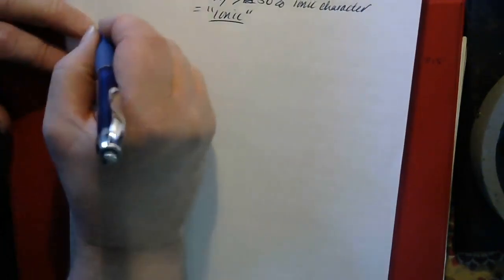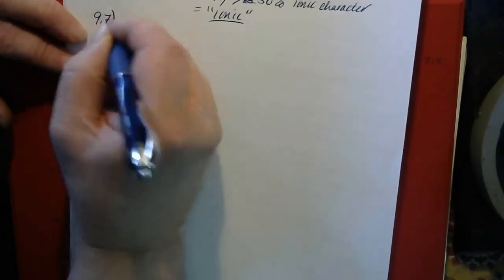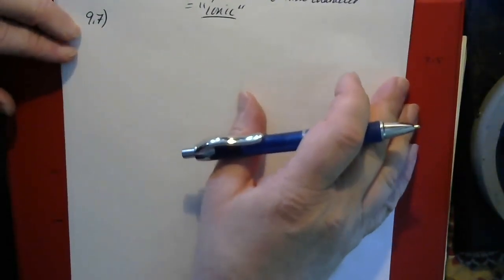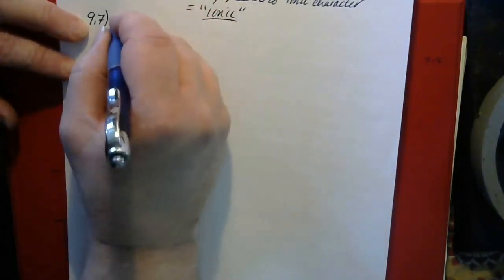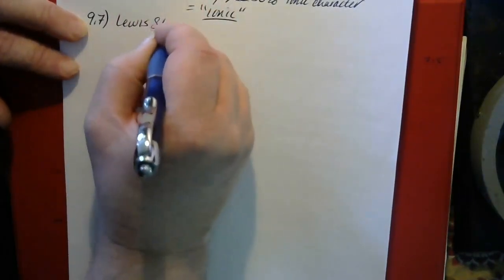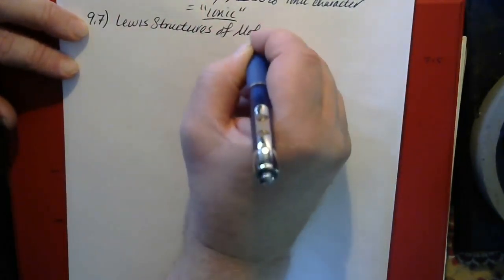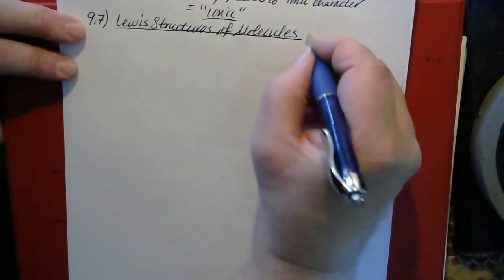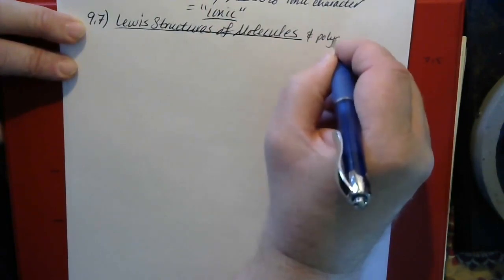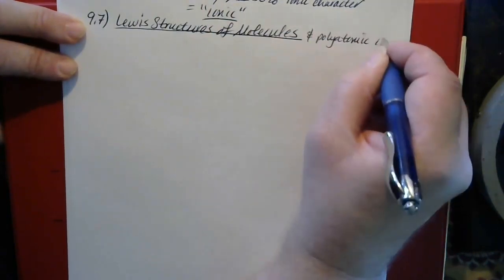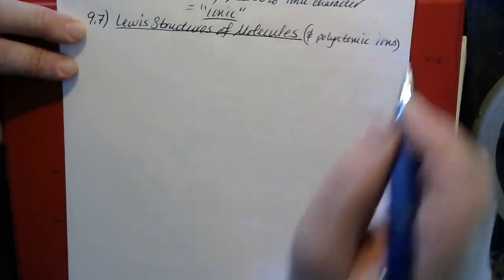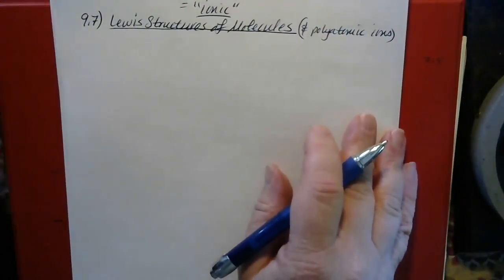Okay, so what we're building up to here is being able to write Lewis structures for molecules and polyatomic ions. And a polyatomic ion, if you recall, is basically a molecule with a charge on it. Okay, so molecules and polyatomic ions. So how would you do that?